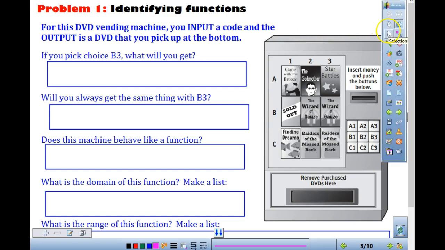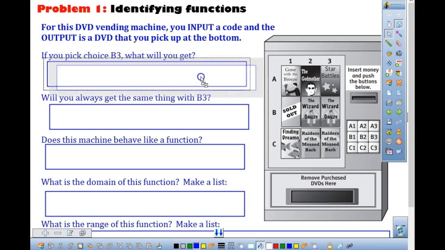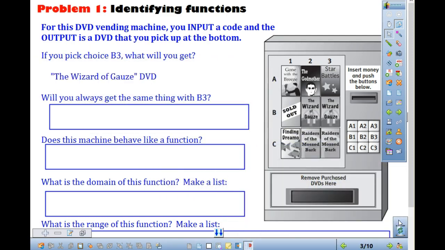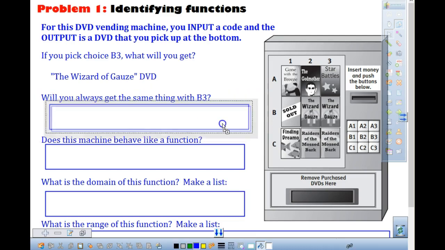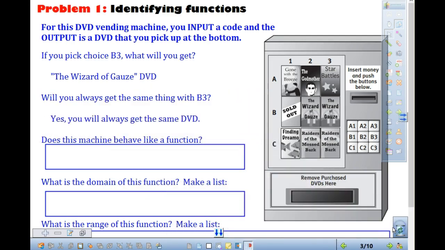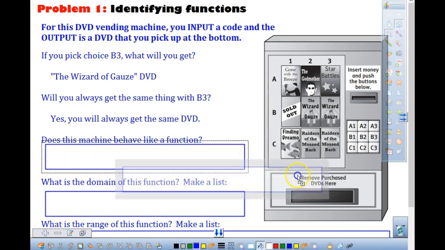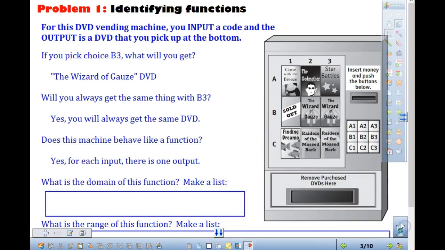So if we are taking a look at this machine, if you pick B3, what movie are we getting? The Wizard of Oz. You always get the same thing every time you put B3 in. You always get the same DVD. So this machine behaves like a function. For each input, is there an output? Yes.